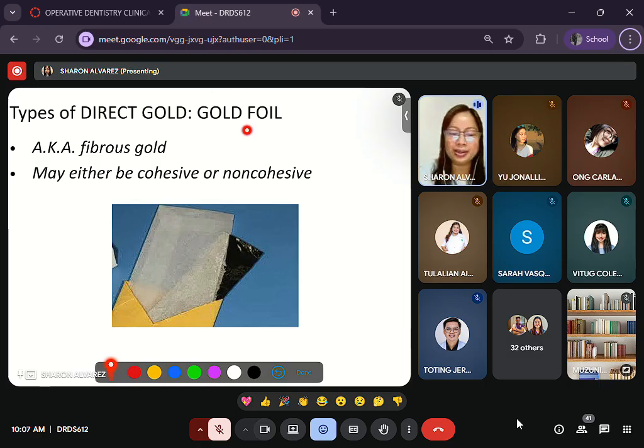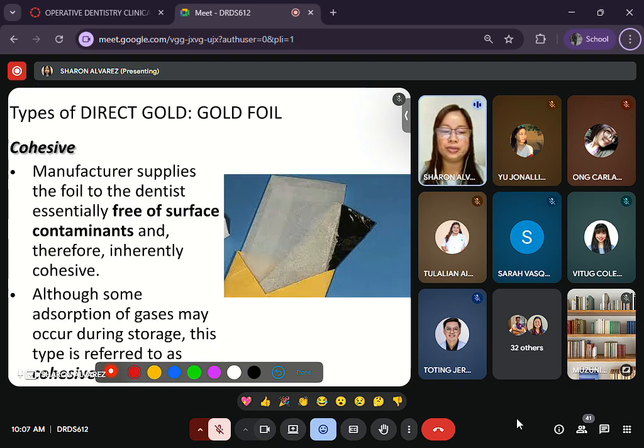Again, gold foil is called the fibrous gold. And then when you buy the gold foil, it can either be in cohesive or non-cohesive form. So what's the difference between cohesive and non-cohesive form?